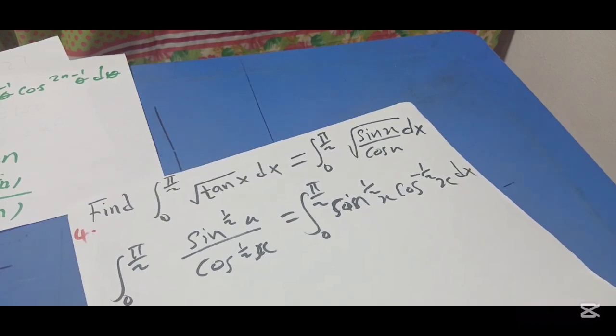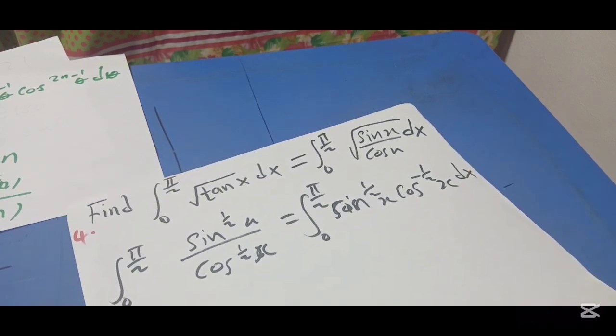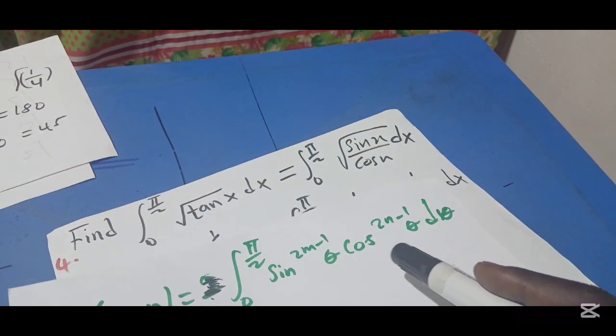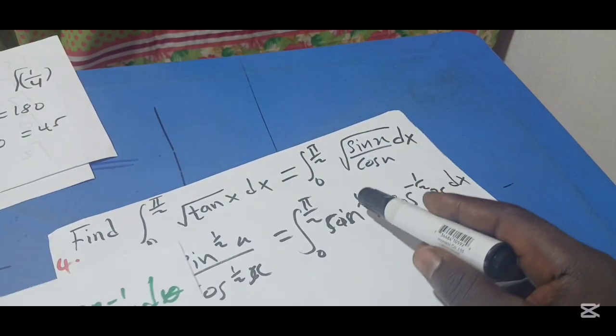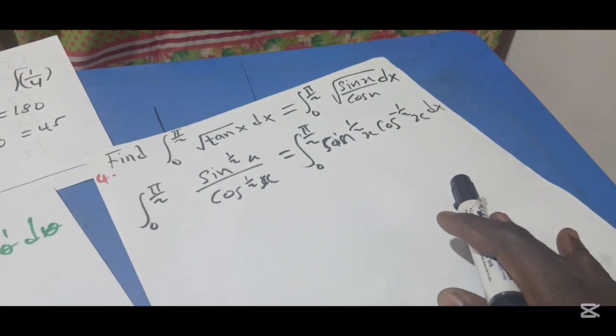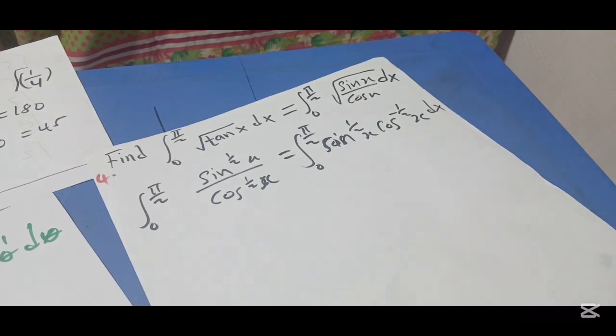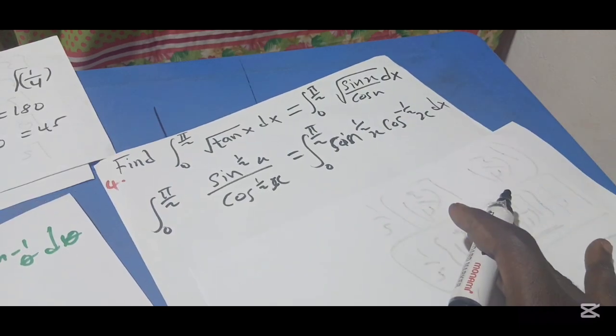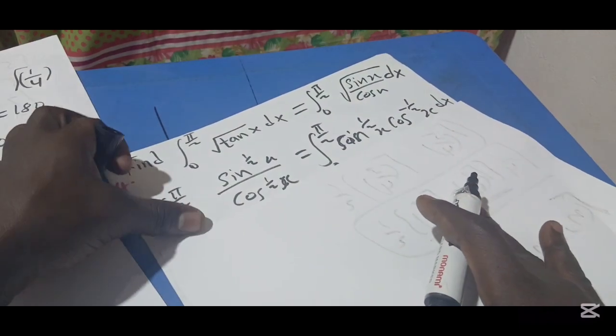So this is now our problem, and we are going to compare the exponents of sine and cos. 2m minus 1 equals the exponent of sine, 2n minus 1 equals the exponent of cos. So that is what we are going to do for now, to look for the values of m and n. So we can just go ahead and say half of beta of m and n equals that. So now let's look for the values of m and n.